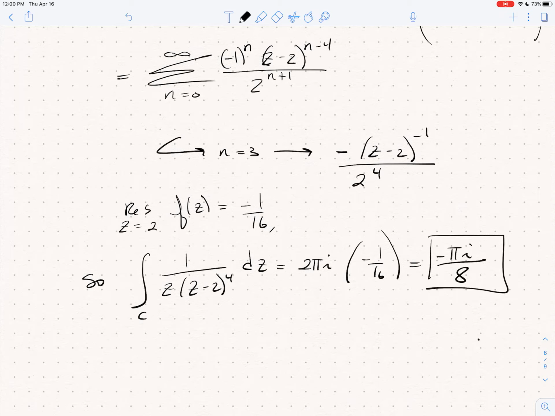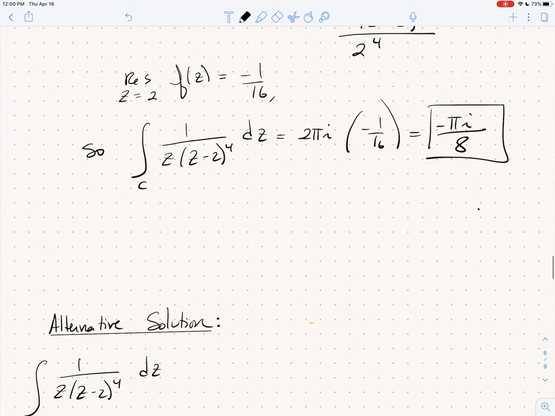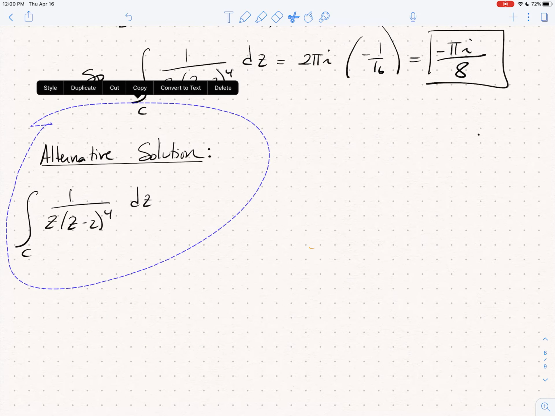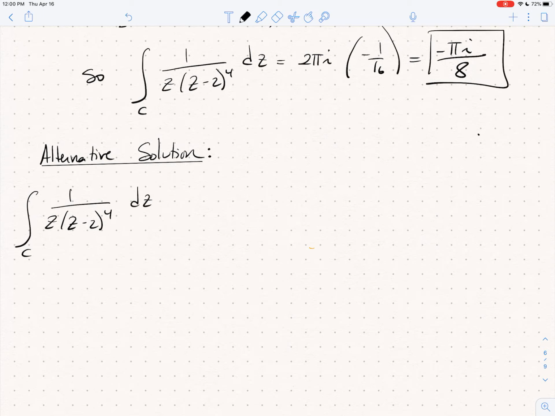Now, that took a little bit of work to find the Laurent series, and I'm going to show you another way to solve it. And here we're just going to use Cauchy's generalized integral formula. So let's think about it together.